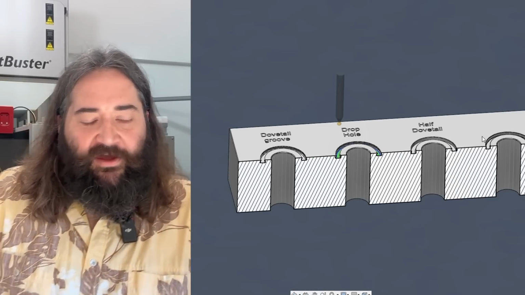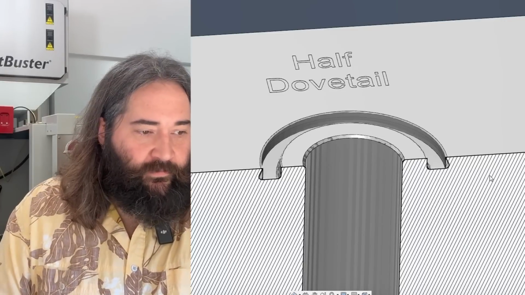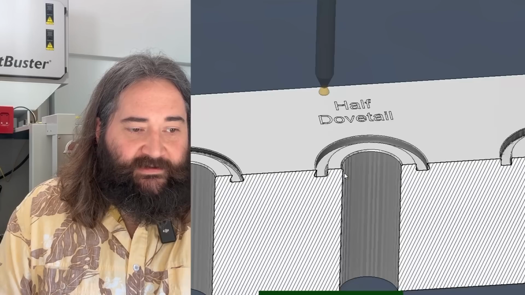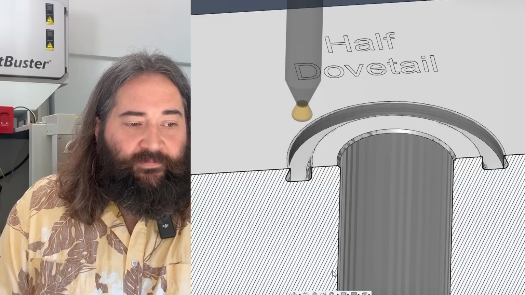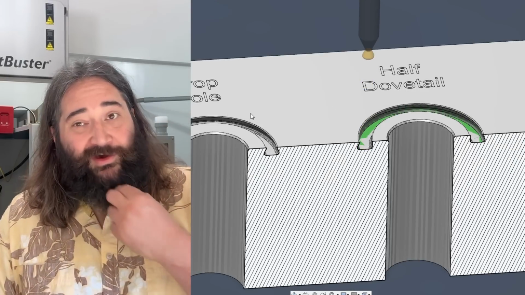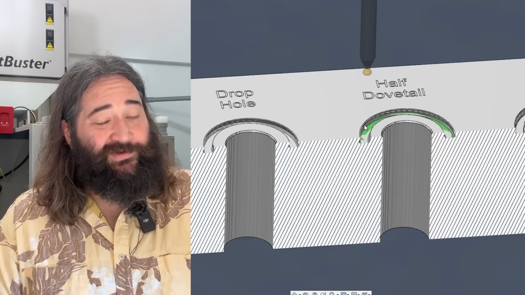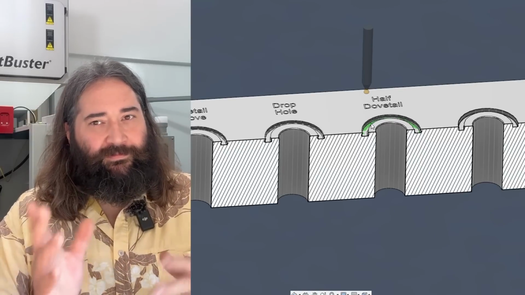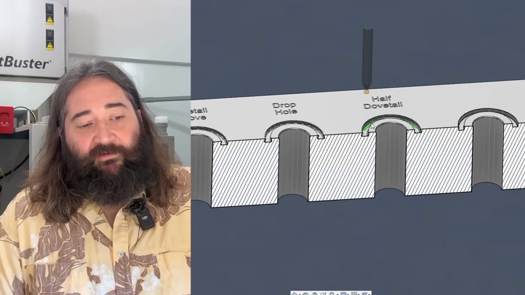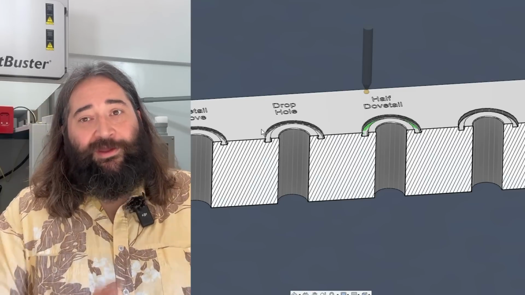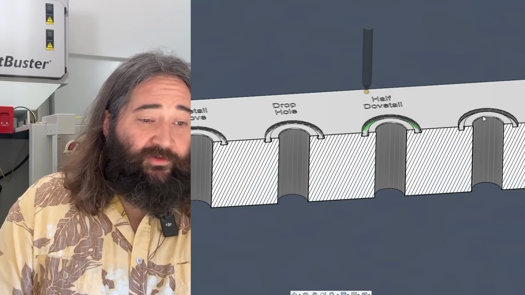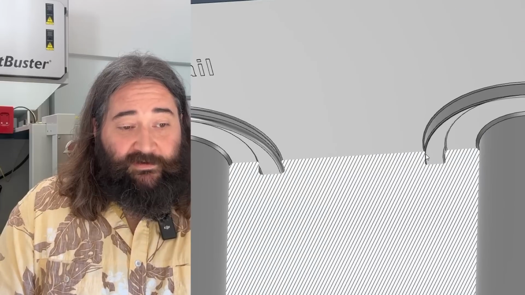The half dovetail works the same way, but instead of that scallop, it's just the entire area is cleared out. And in my experience, the half dovetail and the drop hole dovetail retain pretty much just as well, but there are applications where it's going to be problematic. If you do have a drop dovetail or half dovetail, it needs to be on the high pressure side of the O-ring.